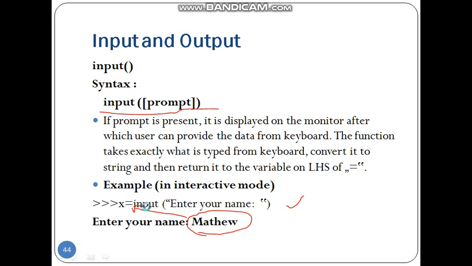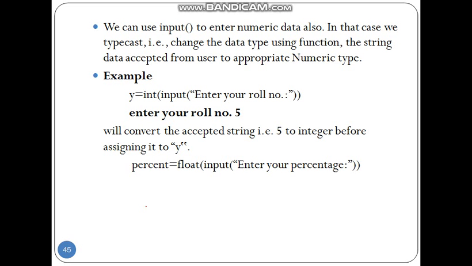Now in some cases we need to input integers or floating point numbers. If the values taken by input are strings, how can we enter numeric data? To enter numeric data, you need to use the constructors to convert the string to that particular type. To convert to integer, you can use the int constructor along with this input statement, so that you will get the value as an integer. Then to get it as float, you can use float.